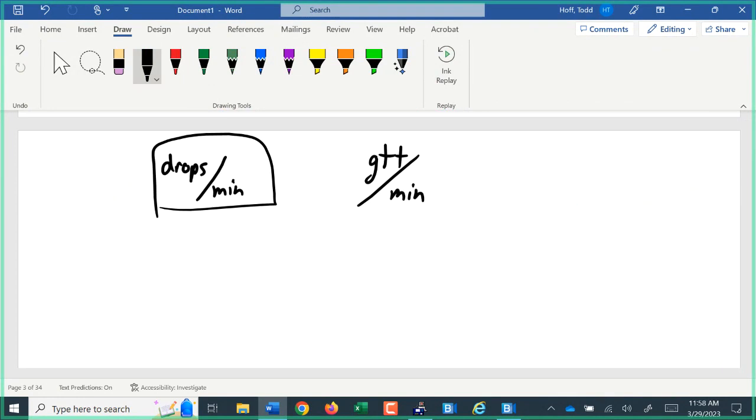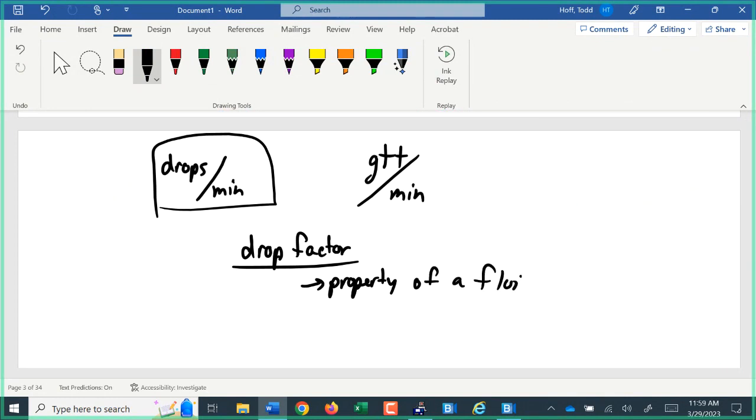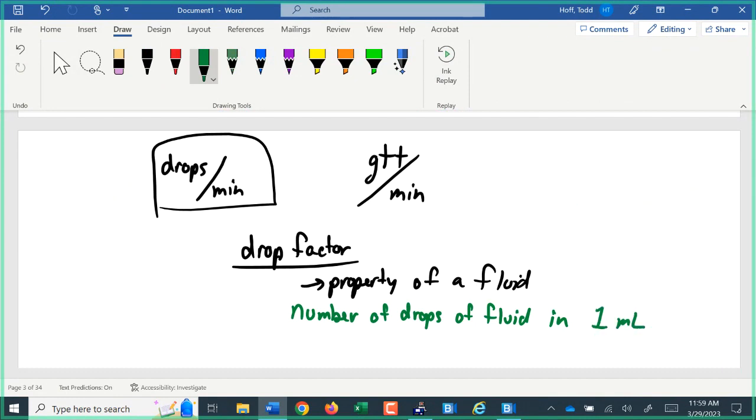To get drops per minute, we need something called a drop factor. And what a drop factor does is it's a property of a fluid. It's based off of the thickness and all that surface cohesion. What it really is describing is the number of drops of that fluid in 1 milliliter of liquid. So if I were to take that fluid in a dropper and count out drops, it would take that many drops to get 1 milliliter of fluid.